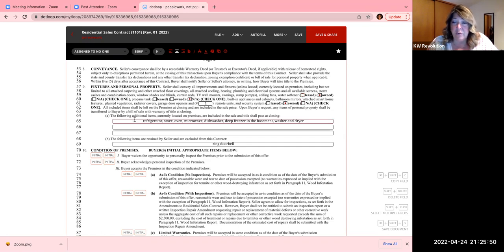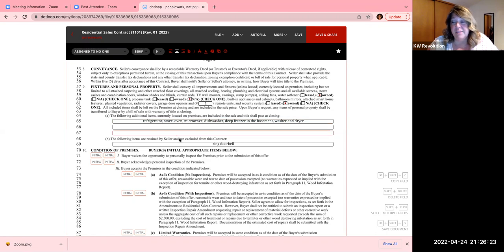And then you're going to put in here whatever's coming with the house as far as appliances go. So I've got in here refrigerator, stove, oven, microwave, dishwasher, deep freezer in the basement. Always remember those basement ones because sometimes a buyer thinks they're getting them. And if you don't actually put which ones you're asking for, then they may miss that. So if there's an extra fridge in the garage that they want, put on there refrigerator in the kitchen and refrigerator in the garage. Washer, dryer.